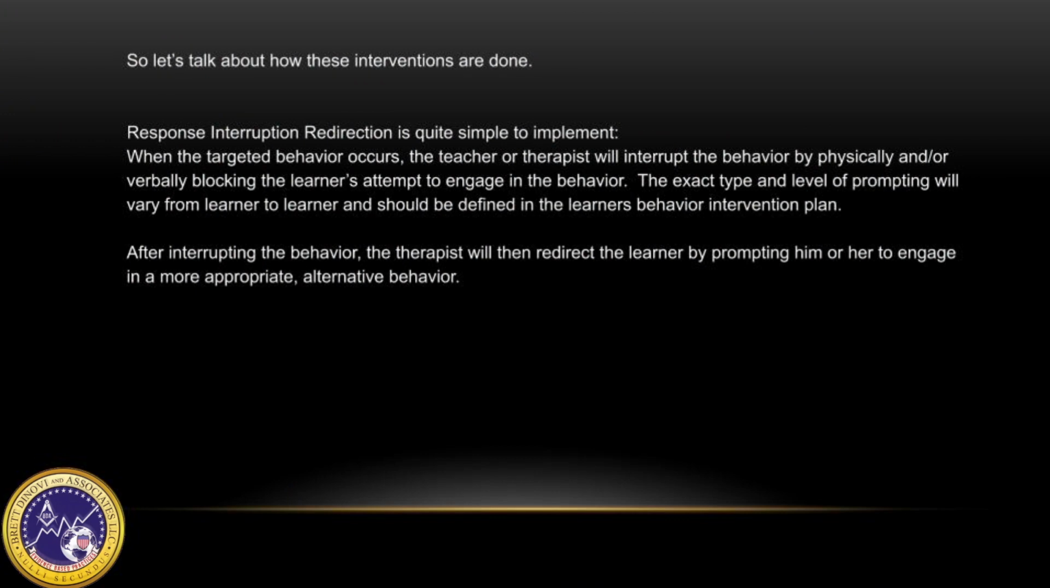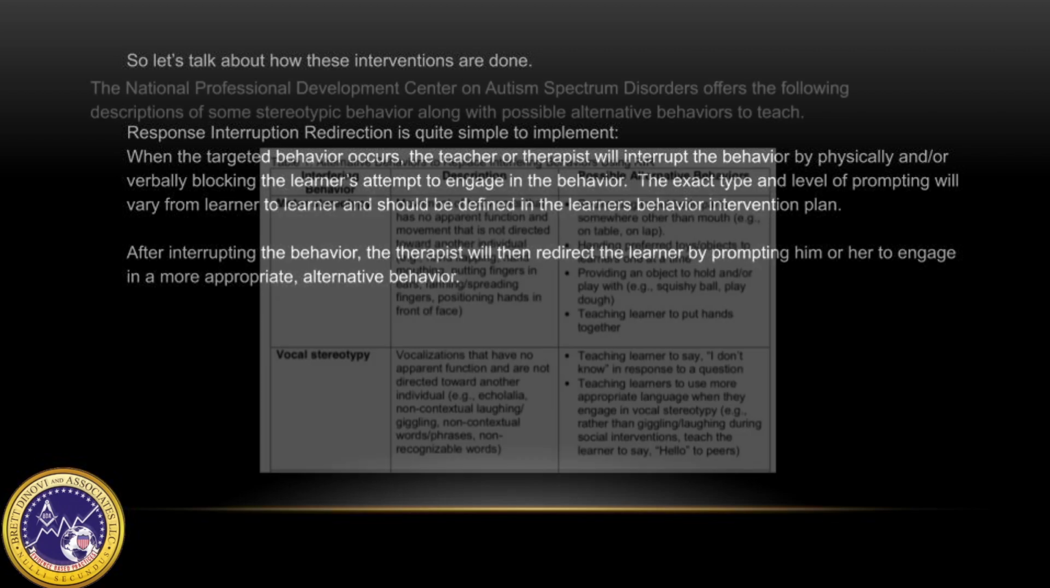Response interruption redirection is quite simple to implement. When the targeted behavior occurs, the teacher or therapist will interrupt the behavior by physically and/or verbally blocking the learner's attempt to engage in the behavior. The exact type and level of prompting should vary from learner to learner and should be defined in the learner's behavior intervention plan. After interrupting the behavior, the therapist will then redirect the learner by prompting him or her to engage in a more appropriate alternative behavior.